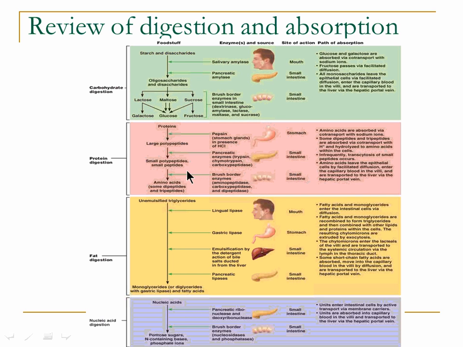And then, as I said, these were the three main food groups, but then you have nucleic acids as well. And so you have nucleases, which the pancreatic juice contains, which break them down. Those are also absorbed into the bloodstream. So really good slide, which gives you everything in a nutshell.